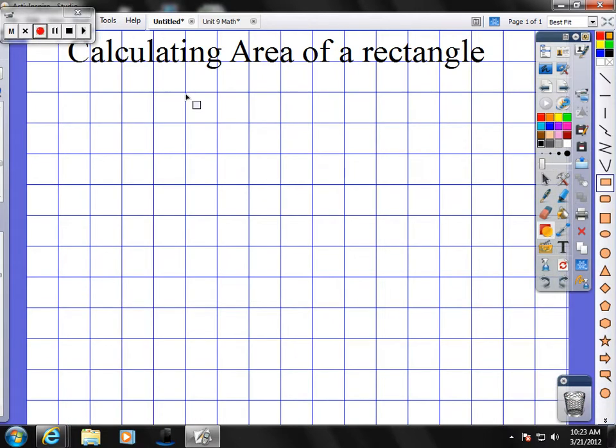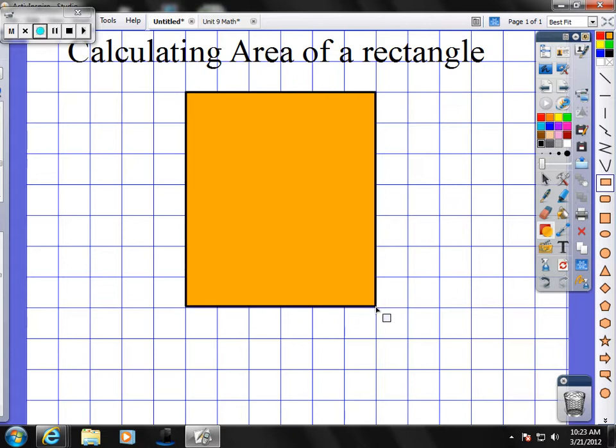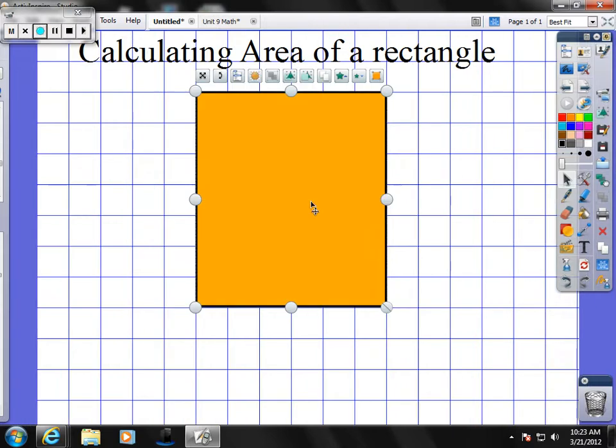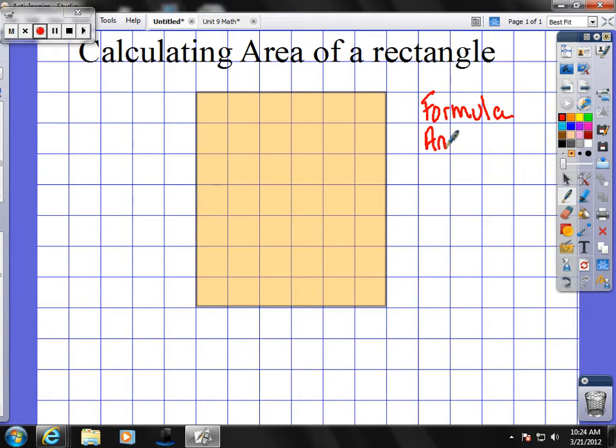So now I can draw a rectangle on our board. It could be any size. Maybe we'll do it something like this. And again, I'm just going to go ahead and make it so that I can see through that rectangle, so we can still see the square units, it'll be easy for us. But I know there's a formula for calculating the area, sorry about that, of a rectangle.